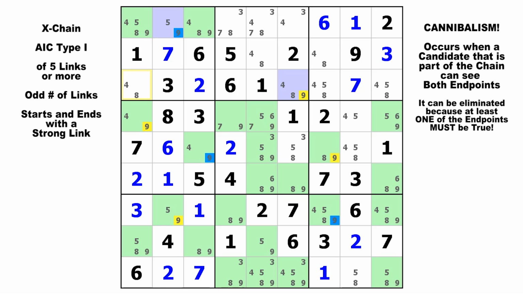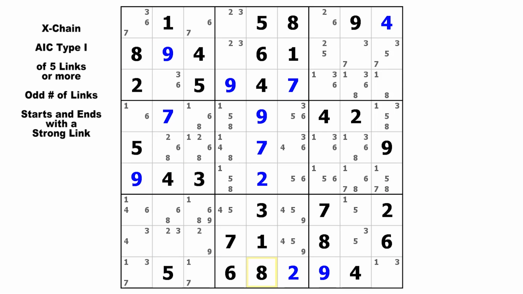Okay, let's go to the next one. Okay, let's take a look at candidate 3. And there are 9 conjugate pairs in this puzzle, so we know we're going to find something. And as it turns out, there's an X chain that begins here and ends here.